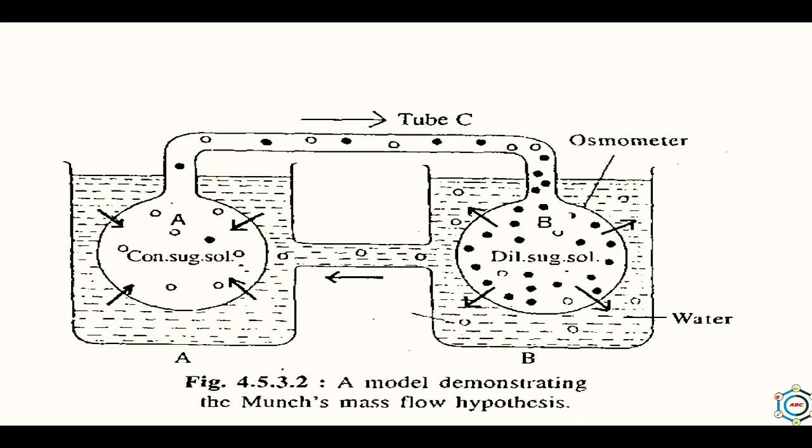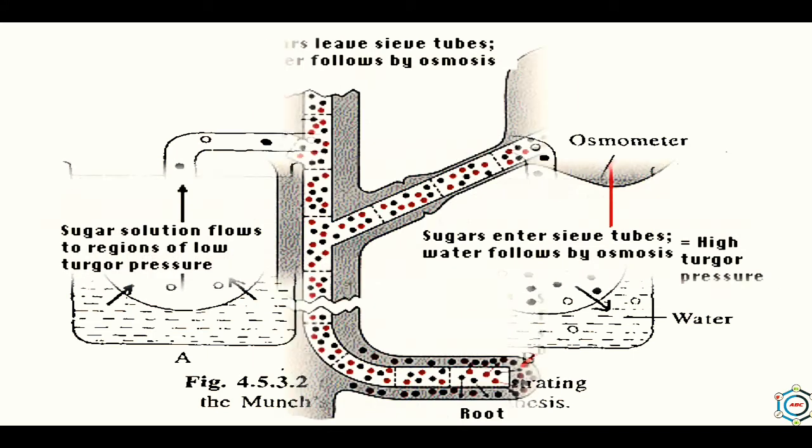The water enters into chamber A and its turgor pressure is increased. This increase in turgor pressure causes mass flow of the sugar solution to chamber B under the influence of turgor pressure gradient. The movement of solute will continue till the solution in both the chambers attains the same concentration.